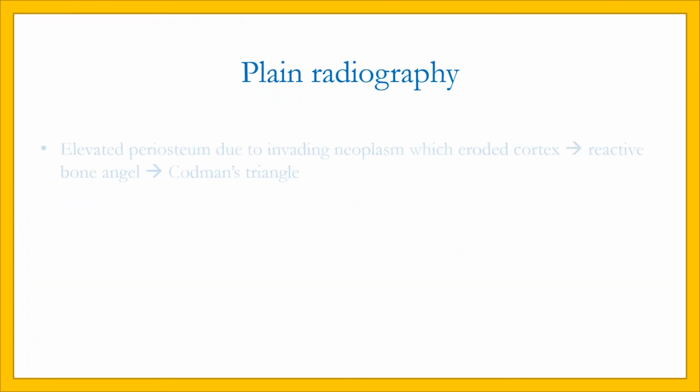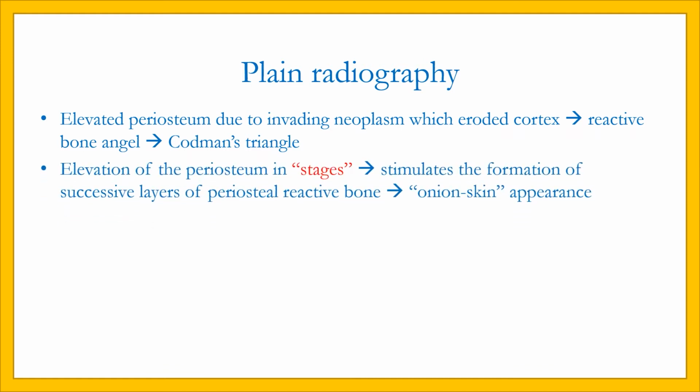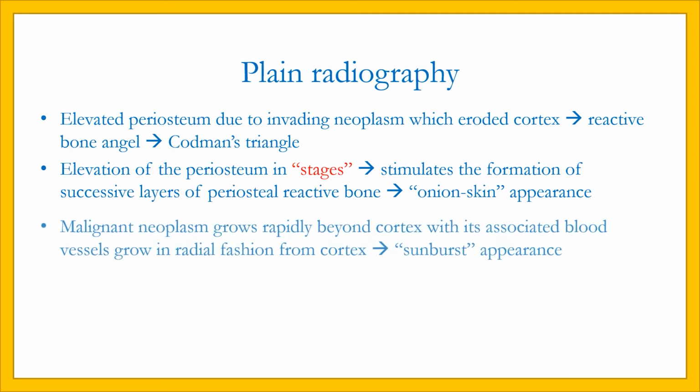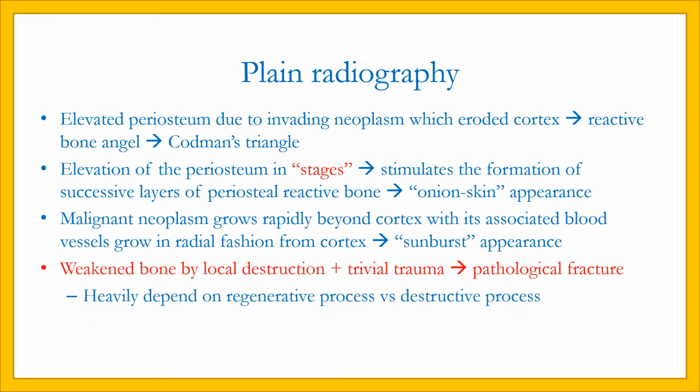Plain radiography. Elevated periosteum due to an invading neoplasm which has eroded the cortex. Reactive bone angle, Codman's triangle. Elevation of the periosteum in stages stimulates the formation of successive layers of periosteal reactive bone, the onion skin appearance. A malignant neoplasm grows rapidly beyond the cortex, and its associated blood vessels grow in a radial fashion from the cortex, the sunburst appearance. Bone weakened by local destruction plus trivial trauma may suffer a pathological fracture, depending on the regenerative process versus the destructive process.